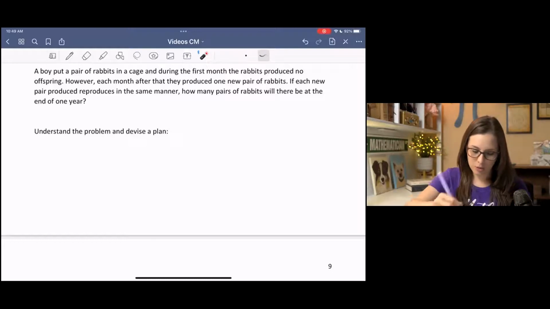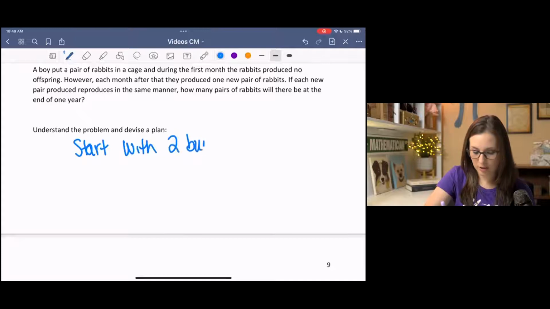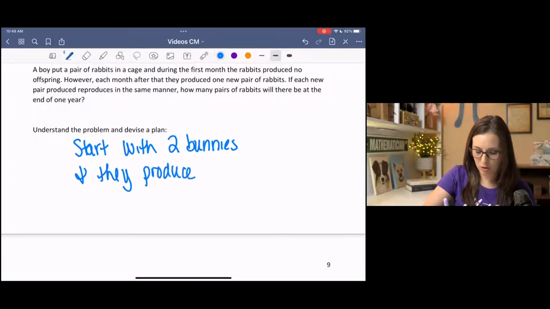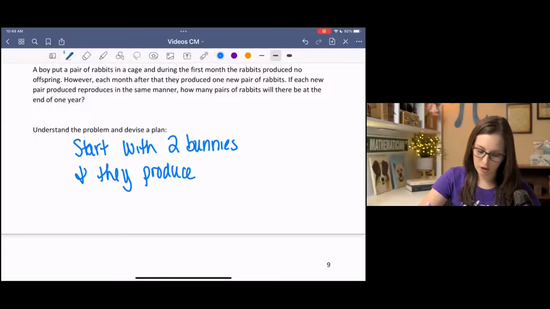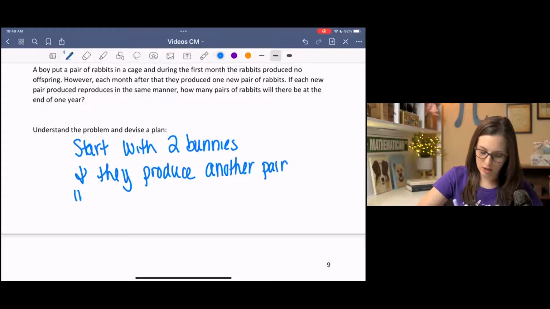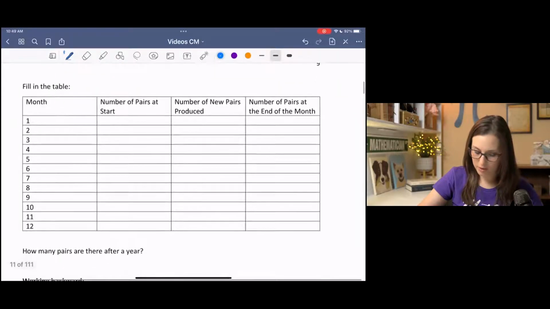So understand the problem. We start with 2 bunnies, and they produce another pair in month 2. So let's go down here. I've got a table started for us.